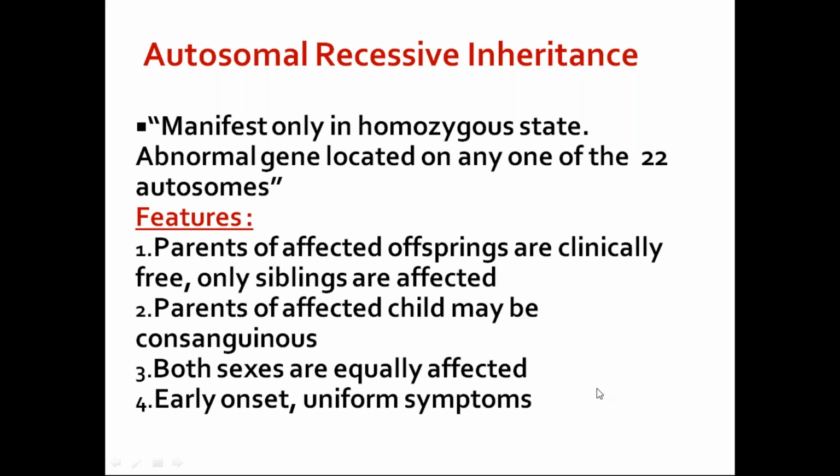The symptoms are uniform and common. If it is severe, all children have severe symptoms. If it is mild, all have mild clinical features. So equally affected genders, early onset of the disease, and uniform symptoms may be seen in autosomal recessive conditions.